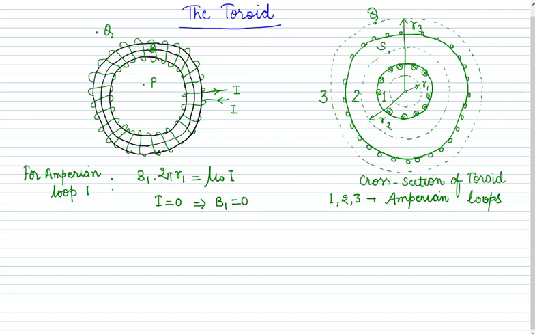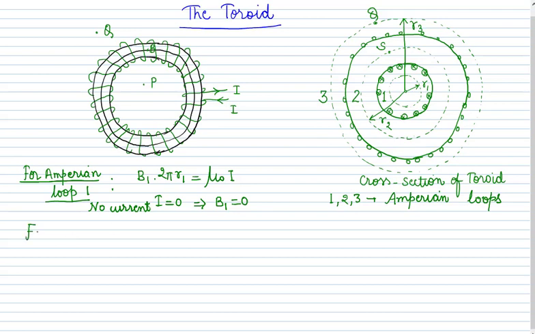So for the Amperian loop in the interior of the toroid, the magnetic field is 0. So the magnetic field at point P, which is in the interior, is 0, that we have derived. Now we come to the outer loop, that is in the exterior of the toroid.